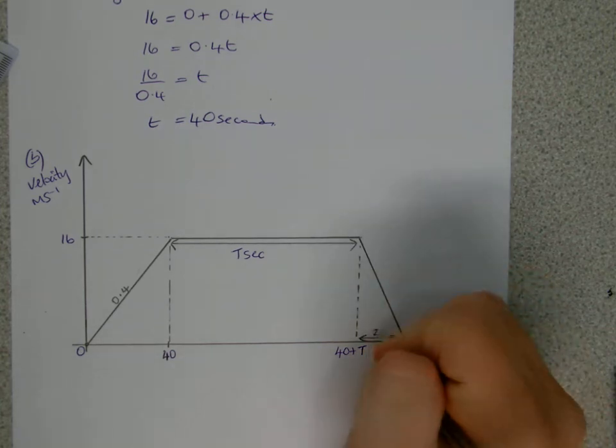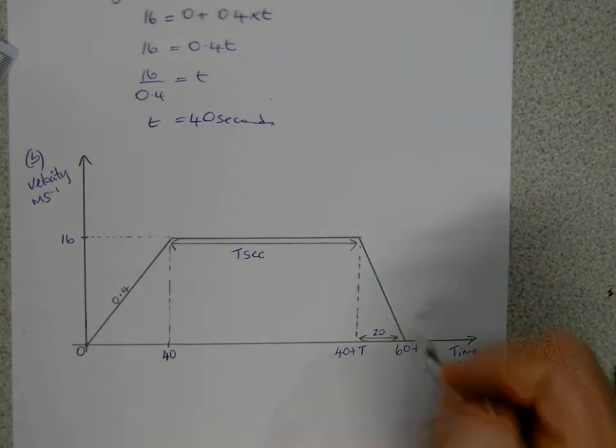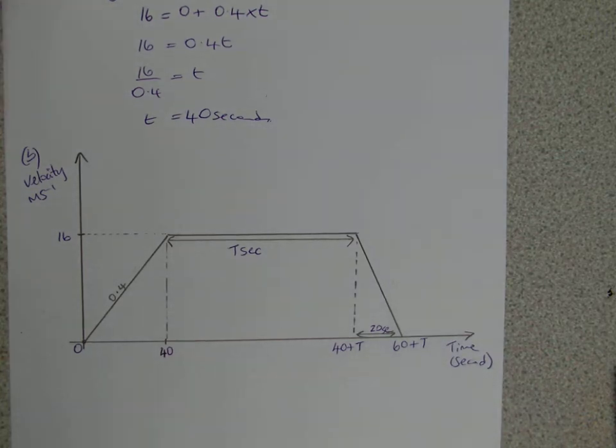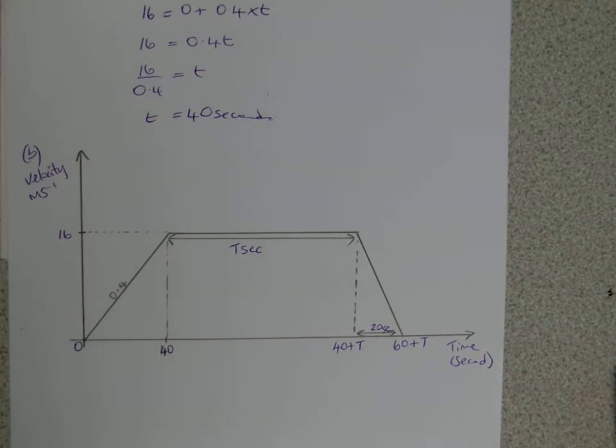Because that gap there is 20 seconds. Add that on to 40 plus t, you should get 60 plus t. So there's our VT graph, right? We can't do any more than that. We're done, and we got the marks, okay?